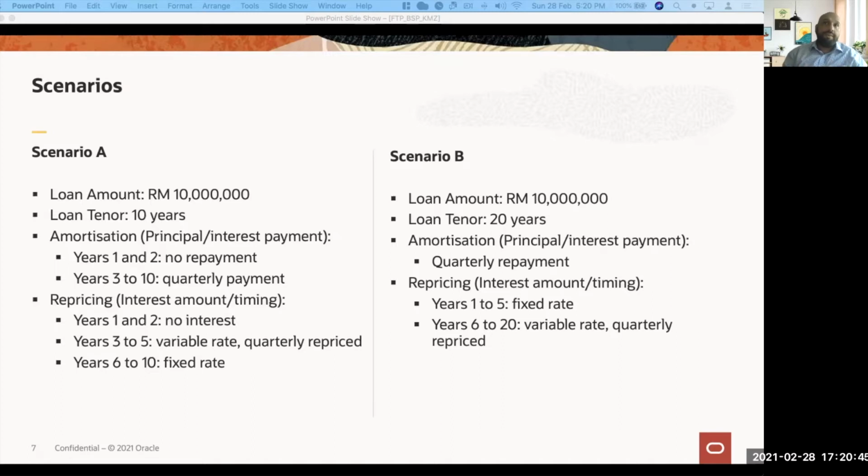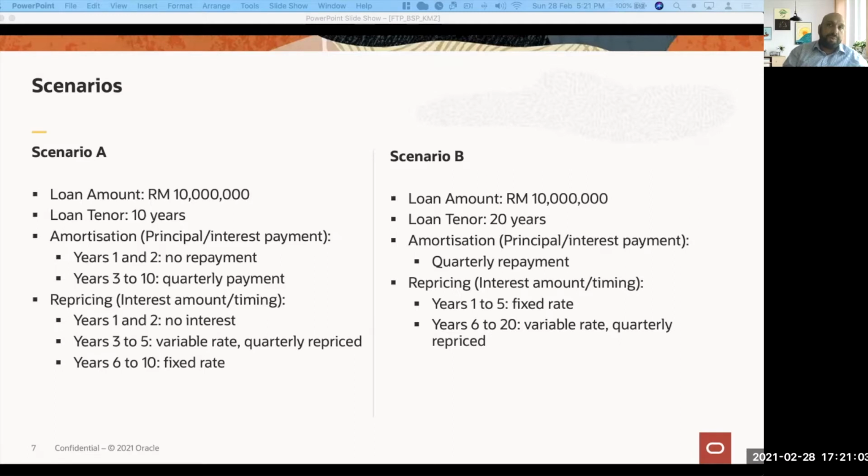Repricing, on the other hand, refers to when the interest rate charged is going to change. The frequency, the underlying curve, for example LIBOR, and the spread can all be changed depending on the nature of the agreement between the customer and the bank. I'm sure all of us have this.